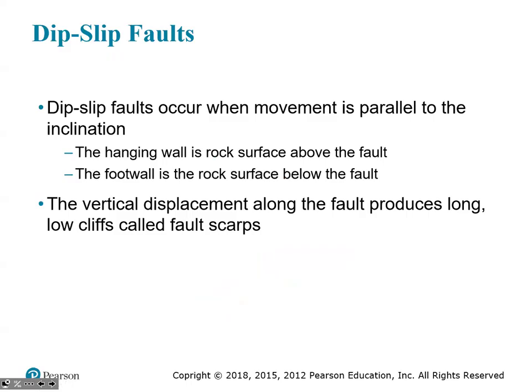Dip slip faults occur when movement is parallel to the inclination. This means stuff is moving up or down. The slip causes one side to dip. The hanging wall is the rock surface above the fault, where you would hang things. The footwall is the rock surface below the fault. And the vertical displacement along this fault produces long, low cliffs that are called fault scarps. So one side of the fault moves up, and that creates these long, low cliffs that are called scarps.